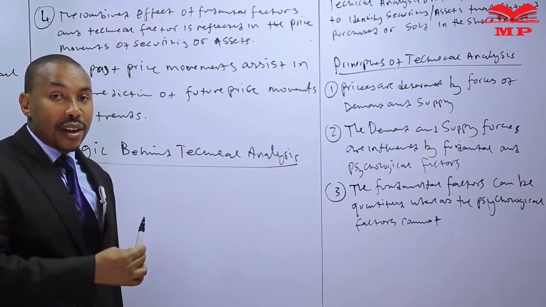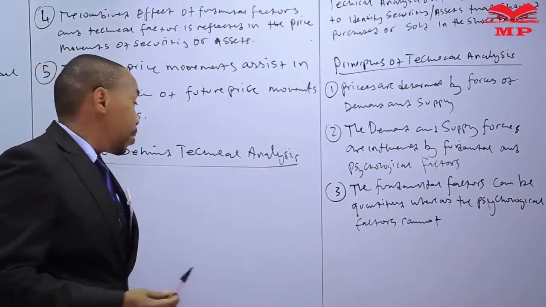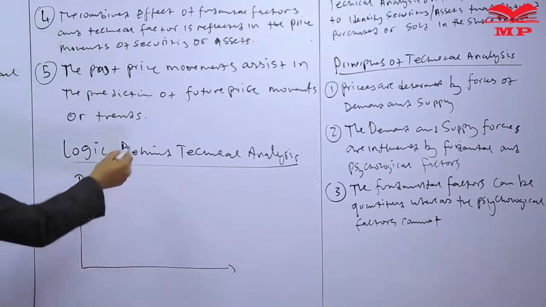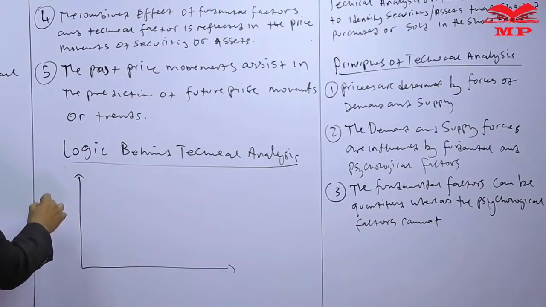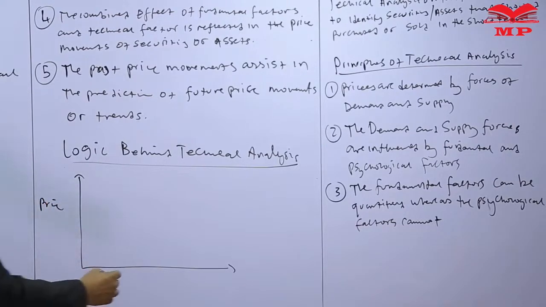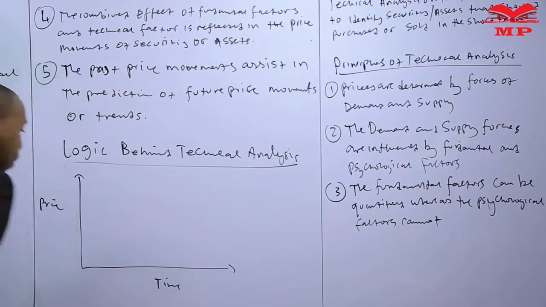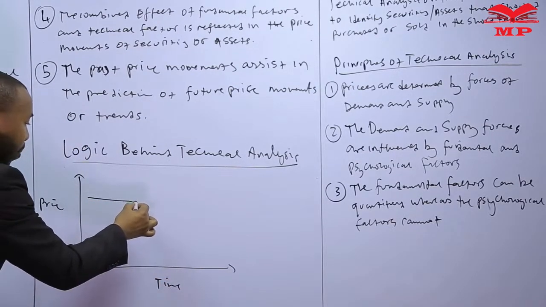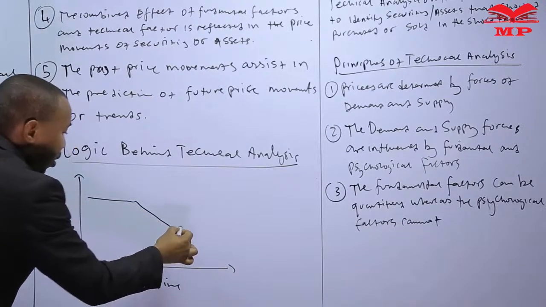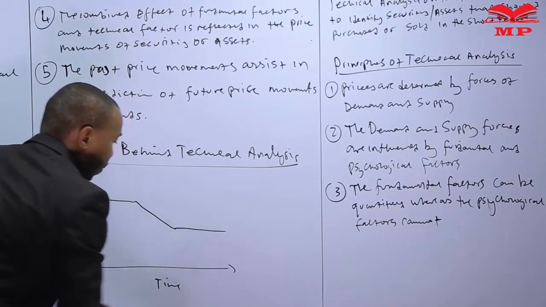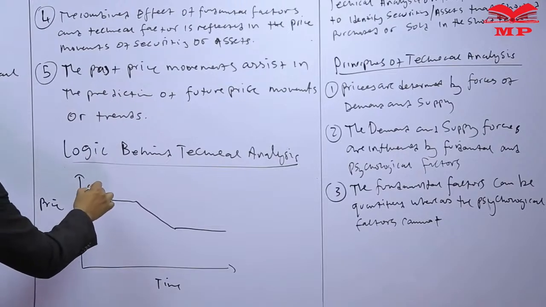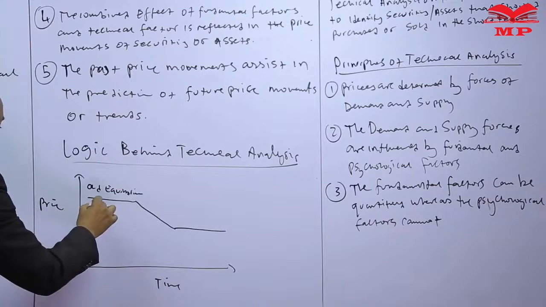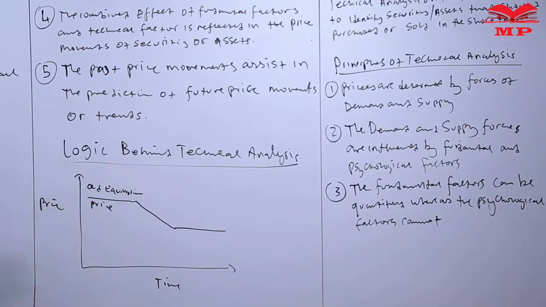A graph of price against time is the best example that we can use to try and understand the concept of technical analysis. So we are saying this is the price, and this is time. So we have the old equilibrium price. We have it going down like that, and then we have like that. So we can say this is the old equilibrium price, because you are plotting a price against time like that.